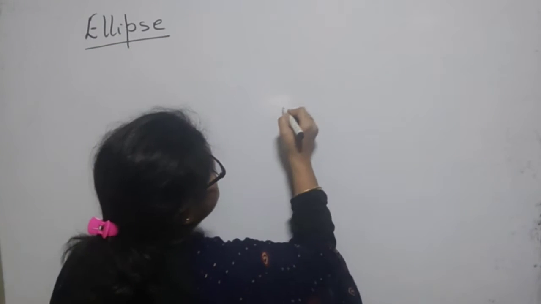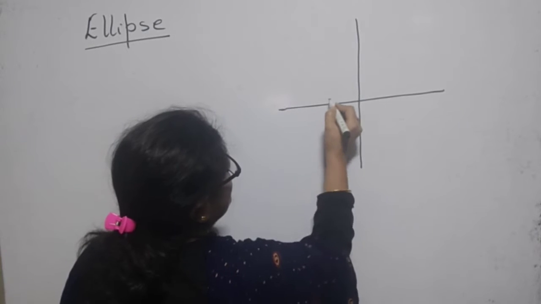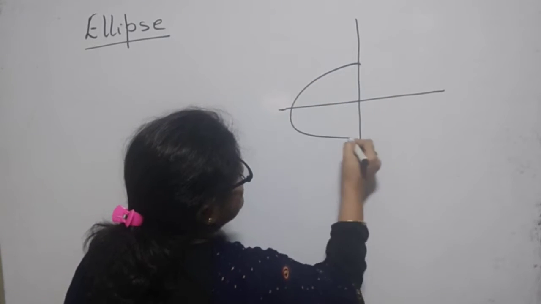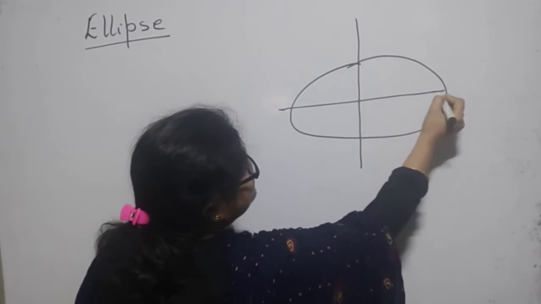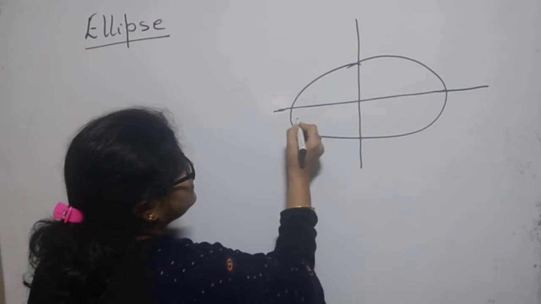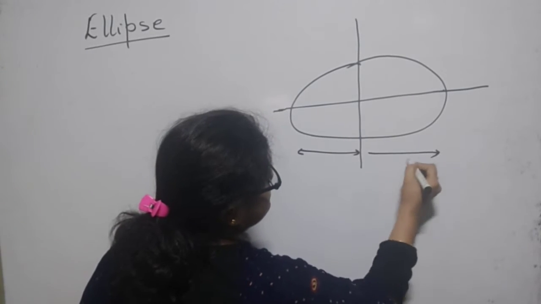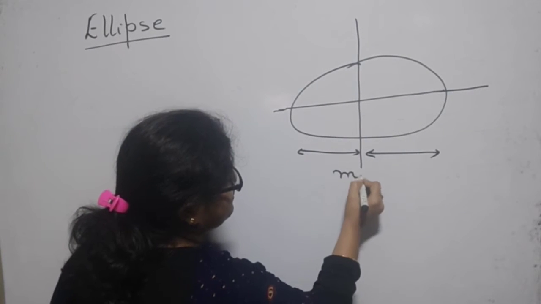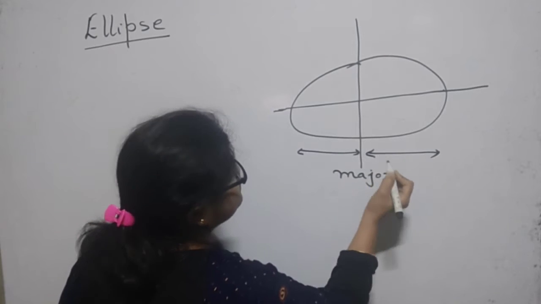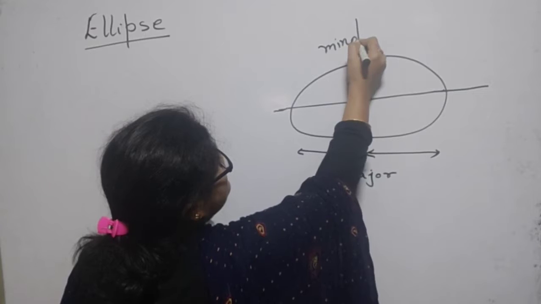We have this type of figure. These are the coordinate axes, and for example, this is our ellipse. As you can see here, this axis is the major axis, and this axis is the minor axis.